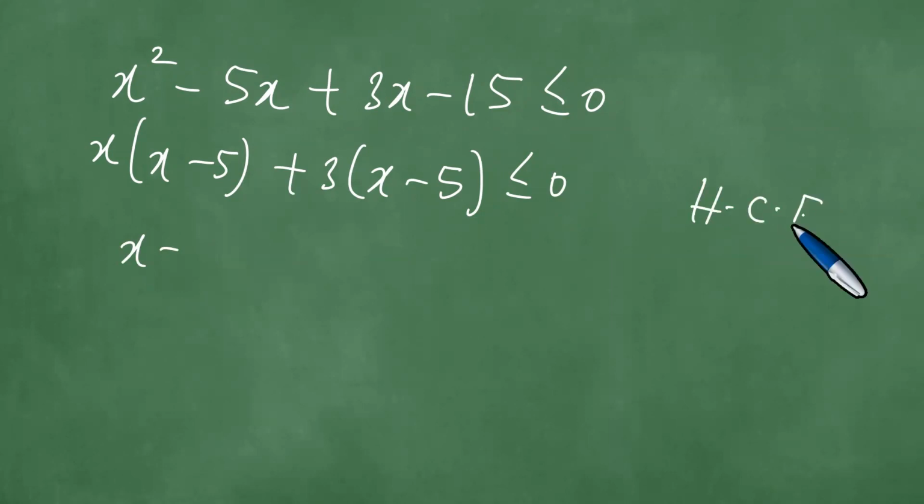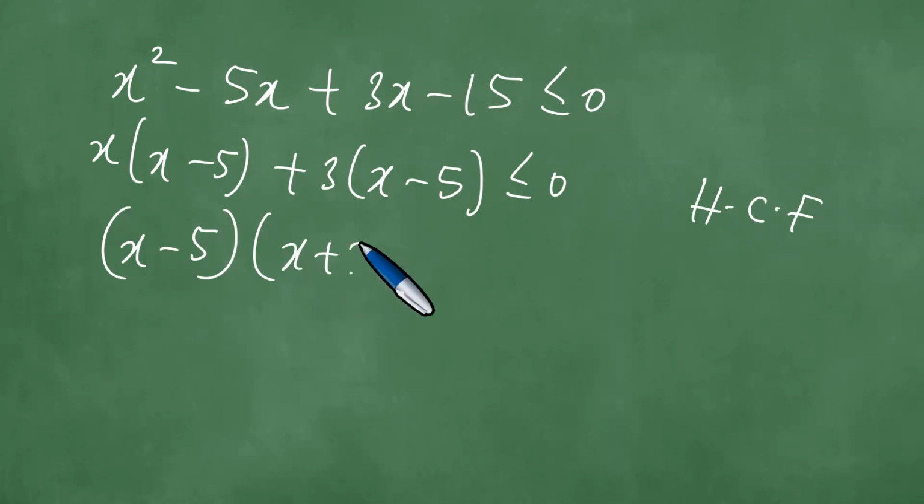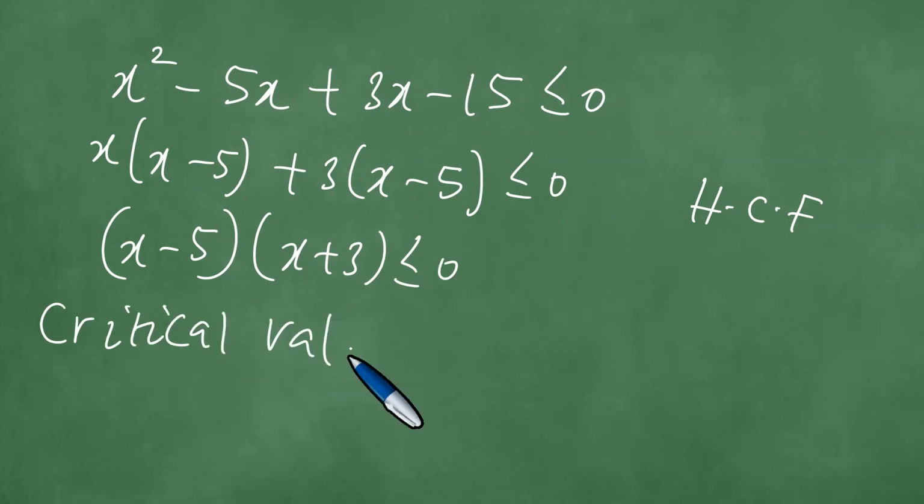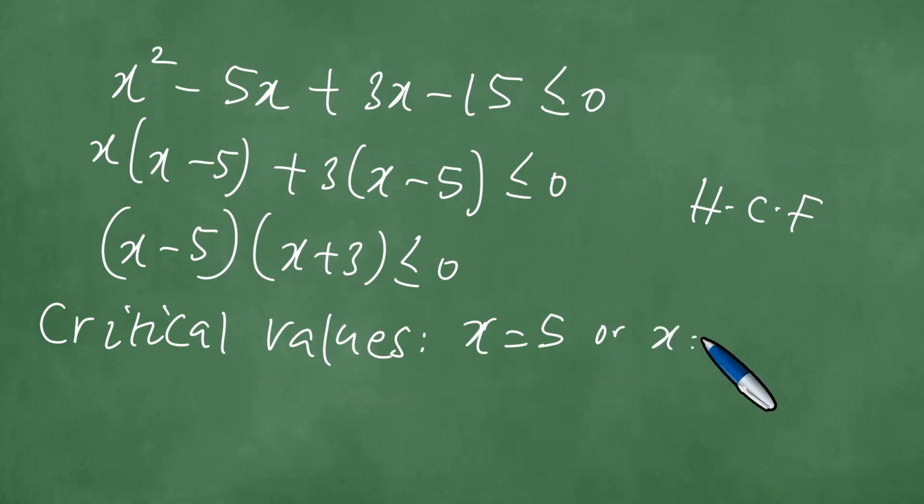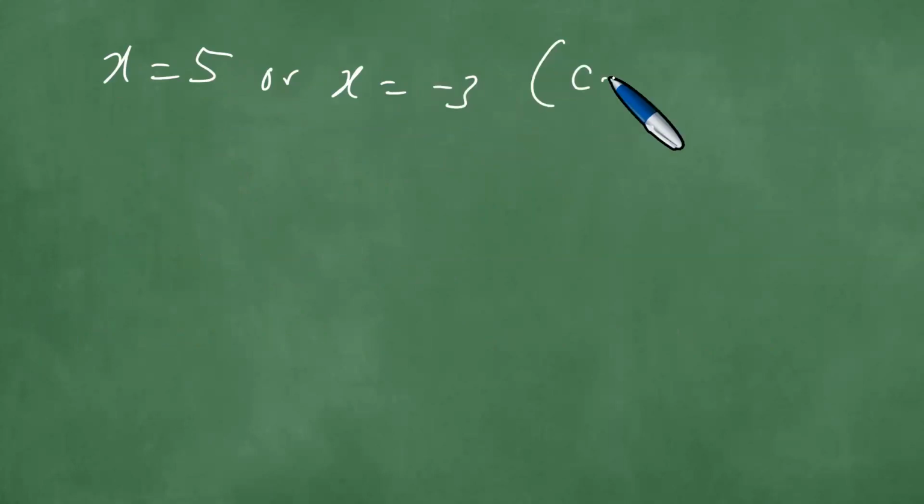It's the highest common factor, the HCF, and we factor it out, and we have x minus 5 into x plus 3 is less or equal to 0. At this point, we find what you call the critical values. What are the critical values? So x equals 5 or x equals minus 3. These are the critical values.